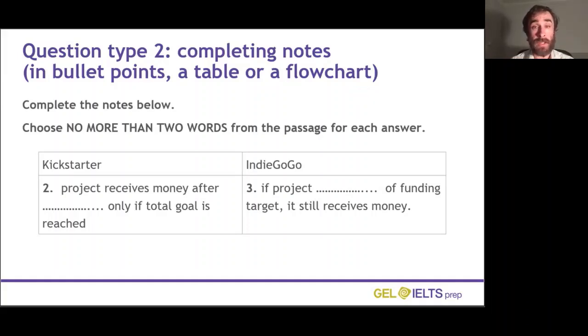One useful thing to notice with bullet points and tables, like in this example, is that you will often see headings. These headings can give you important information and can help you when you're trying to predict your answers. So here we can see that one side is talking about Kickstarter and the other side is talking about Indiegogo. Maybe the text will explain what those two things are, but we should be focused on the part of the text that deals with Kickstarter for this question and the part of the text that deals with Indiegogo for this question.